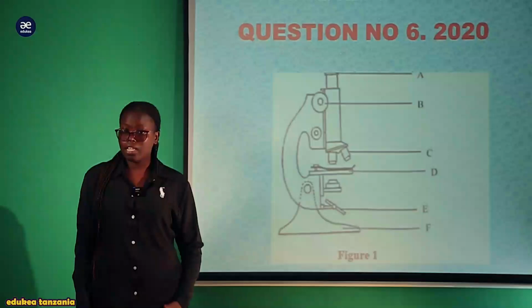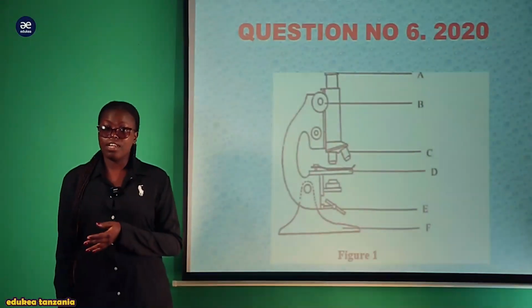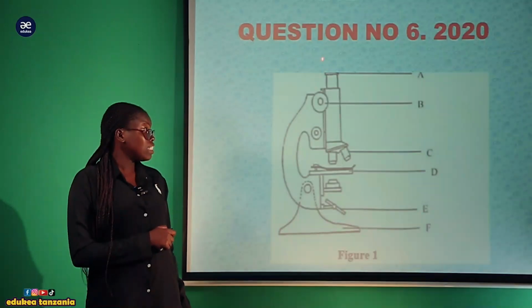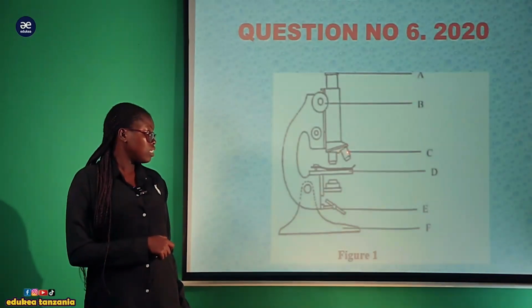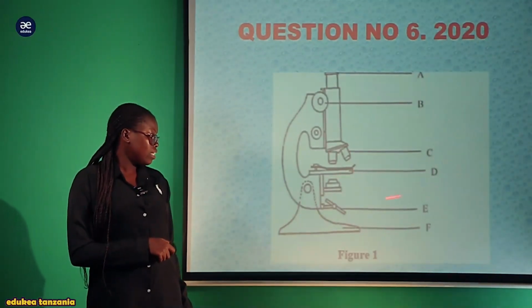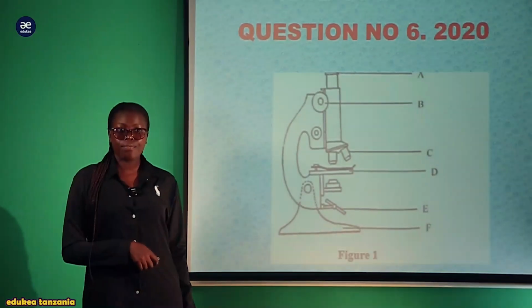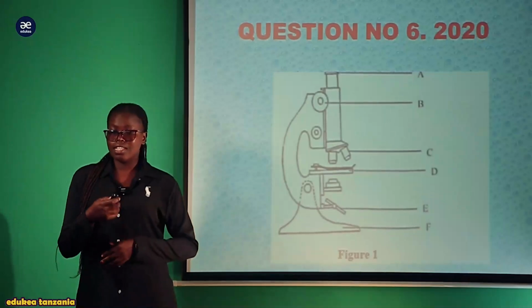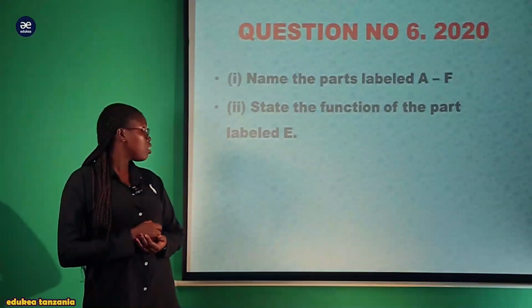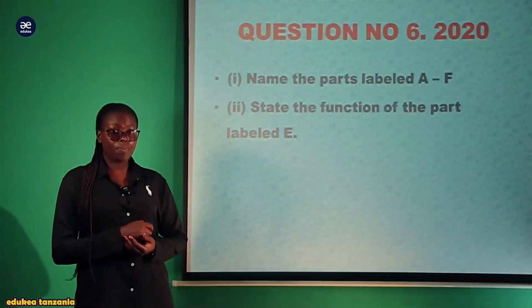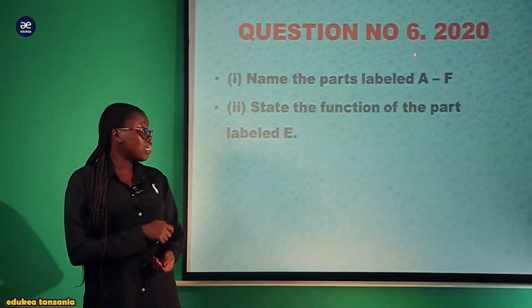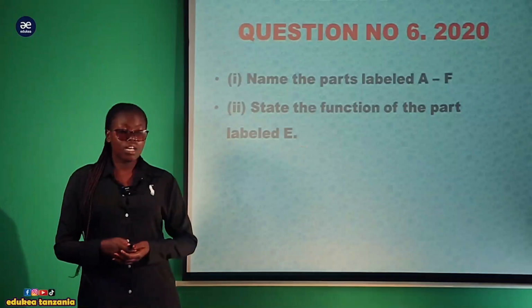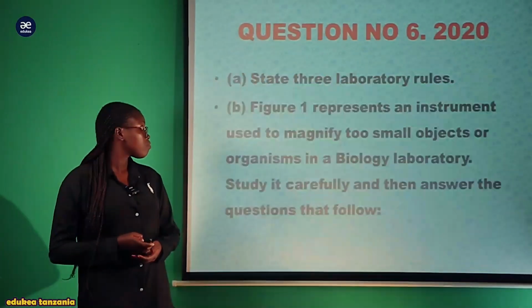A diagram has been given here, with letters to be labeled. There is letter A, letter B, letter C, letter D, letter E, and letter F. You are being asked to study the diagram very carefully. After studying it, you can answer the questions that follow. Roman A for part B of the question: name the parts labeled A to F. And Roman B states: the function of the part labeled E.